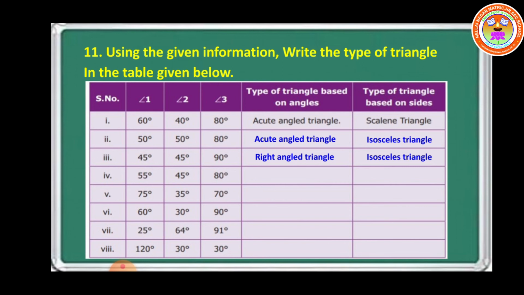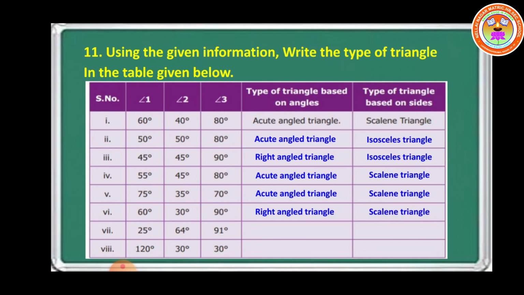Fourth subdivision: 55 degrees, 45 degrees and 80 degrees. All the angles are less than 90 degrees, acute angle triangle. And all the angles are different, so scalene triangle. Now, fifth subdivision: 75 degrees, 35 degrees and 70 degrees. All the angles are less than 90 degrees, acute angle triangle. And all the angles are different, so scalene triangle. Sixth one: 60 degrees, 30 degrees, 90 degrees. One of the angles is 90 degrees. Therefore, right angled triangle. And all the angles are different, so scalene triangle.